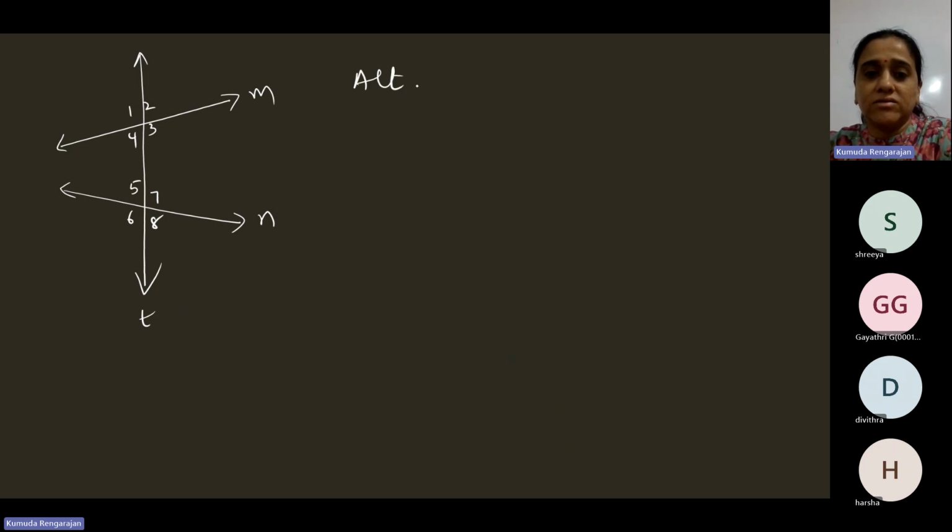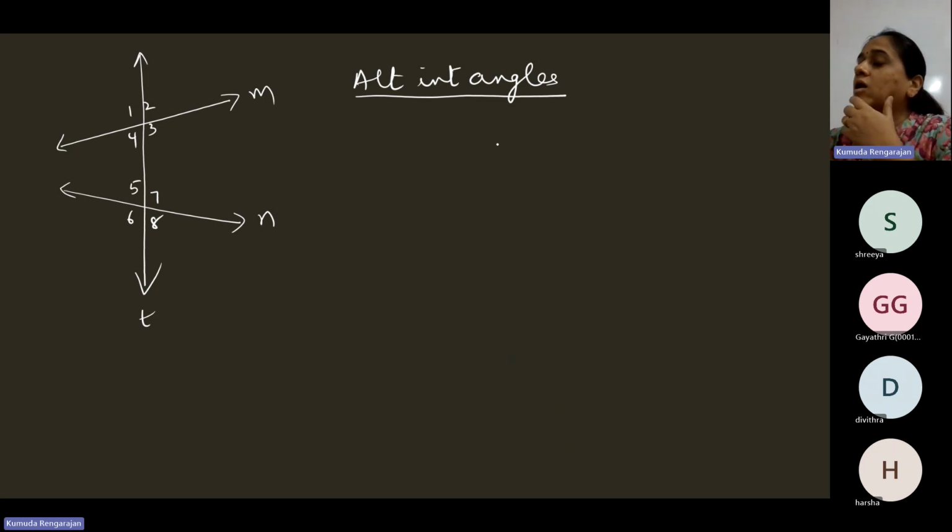Alternate interior angles. Alternate interior angles are formed on either side of the transversal. Both are interior angles. So both the angles are interior angles. They are formed on either side of the transversal: one on the left side, one on the right side, or one above, one below.